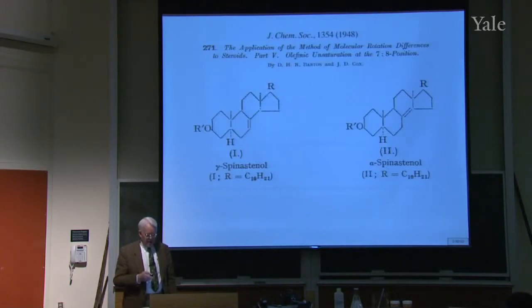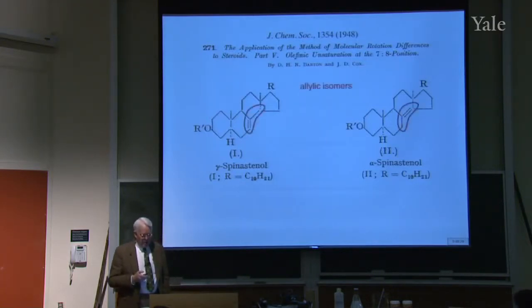Now, look at this example from 1948. What's going on here? This is Barton in 1948. Anybody else remember what Barton was talking about in 1948 or 49 from last semester? That was the first conformational analysis, and it was molecules very like this. So this is what he was working on, these steroids.